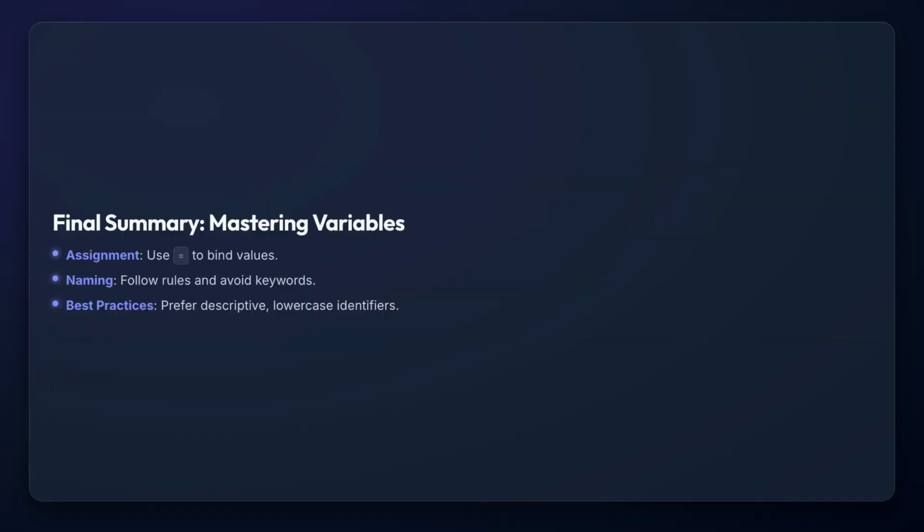To master variables, just keep these three things in mind. Use the equals sign to assign values to your labels. Always double-check your naming to ensure you aren't using reserved Python keywords. And above all, prioritize clarity. If a variable holds a user's age, call it user_age instead of X. With these foundations, you are ready to start building more complex Python projects.